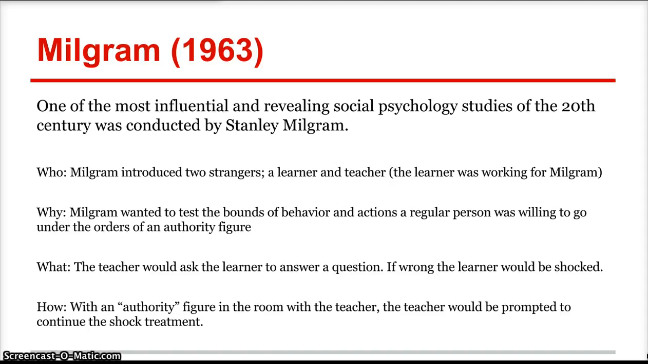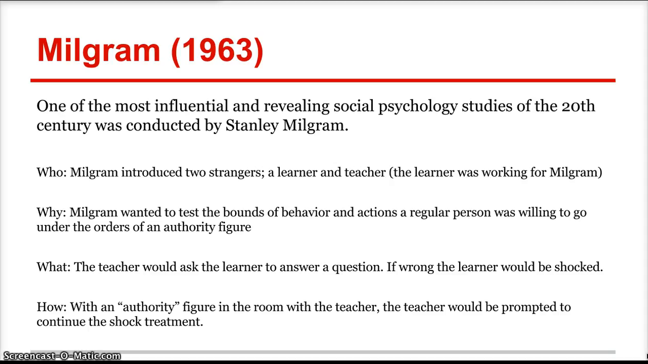Over time, the learner would start to complain. The learner would say, "Stop, this hurts, please stop, I have a heart condition." During the time the teacher was in the room shocking and asking these questions, there would be an authority figure, a man in a white suit who would say, "Please continue. You must continue. You must continue. Please continue." And that's all he'd say. He was the authority figure.